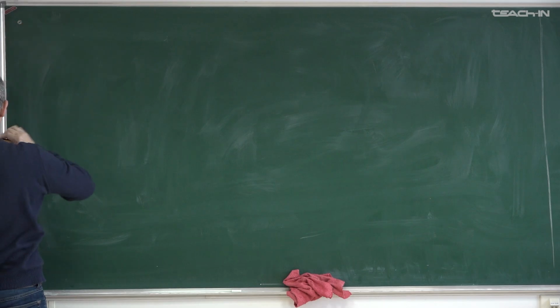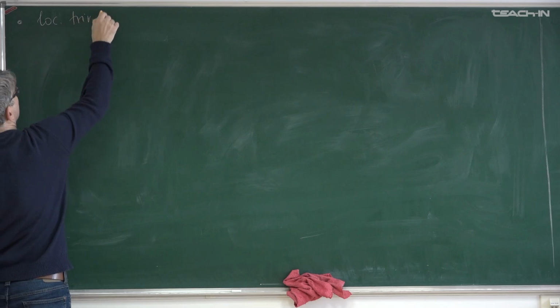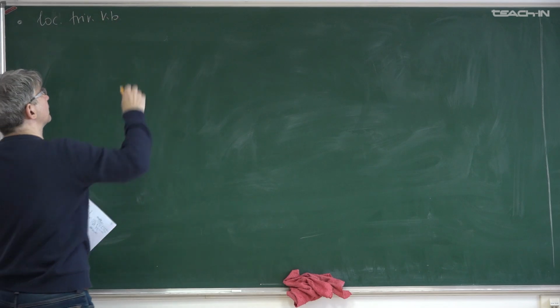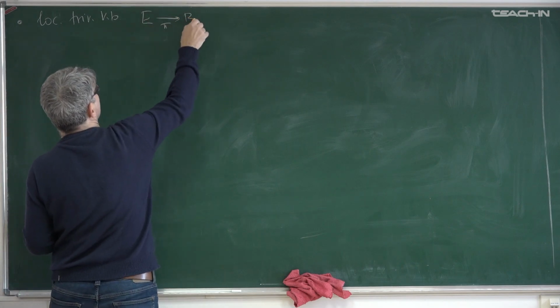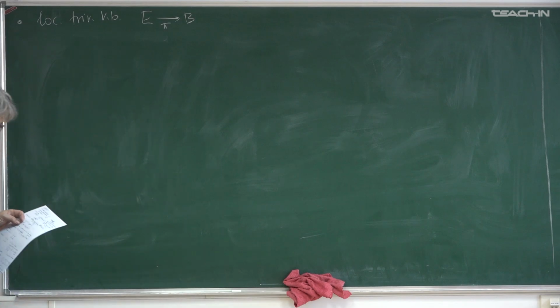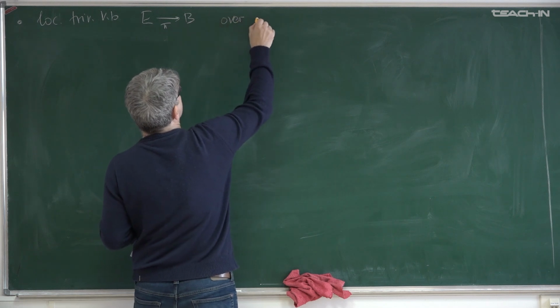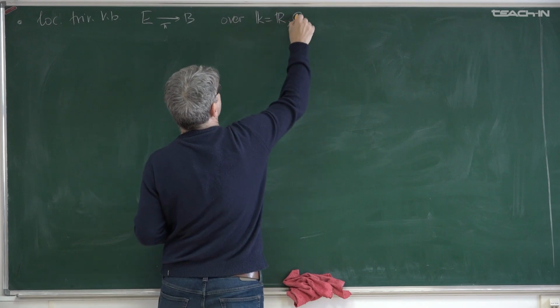So what do we speak about? Locally trivial vector bundle. What is our notation for that? So this is the total space, this is the projection, this is the base. Everything is smooth, everything is manifolds. The fiber is a vector space over the field K, which is either the real numbers or the complex numbers.